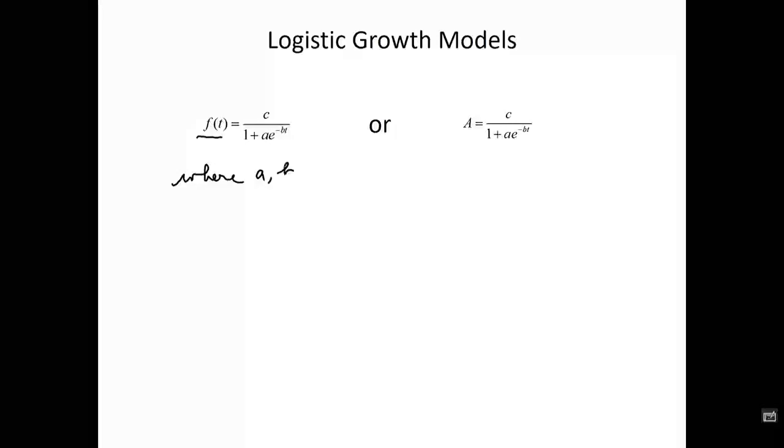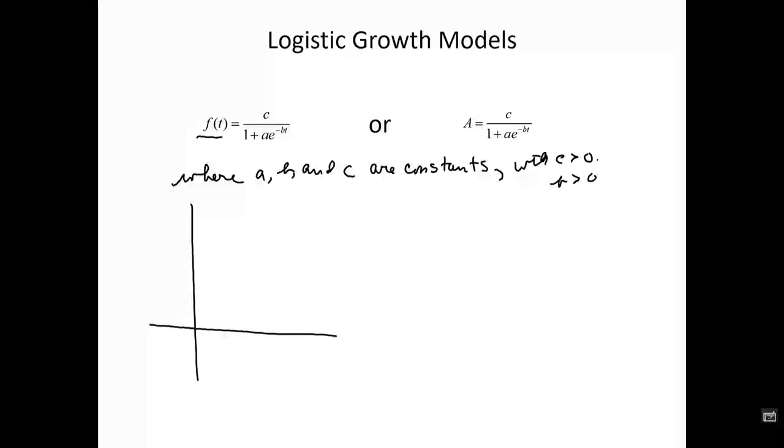A, B, and C are constants, with C being greater than 0, and of course as well as B. Both C and B are greater than 0. All right? So basically, graphically, what we have illustrates this limiting value, the growth rate of a substance.